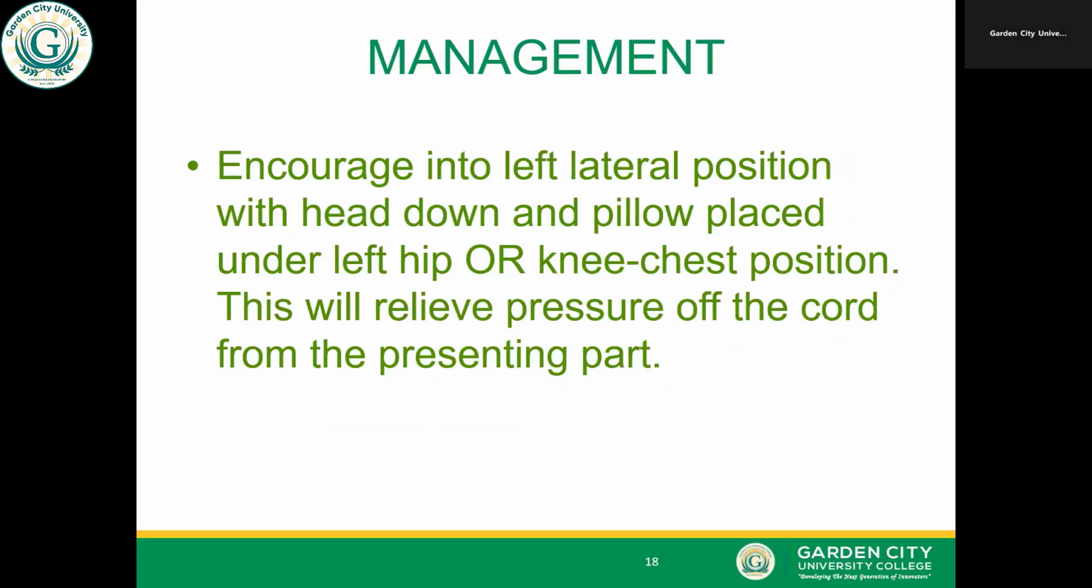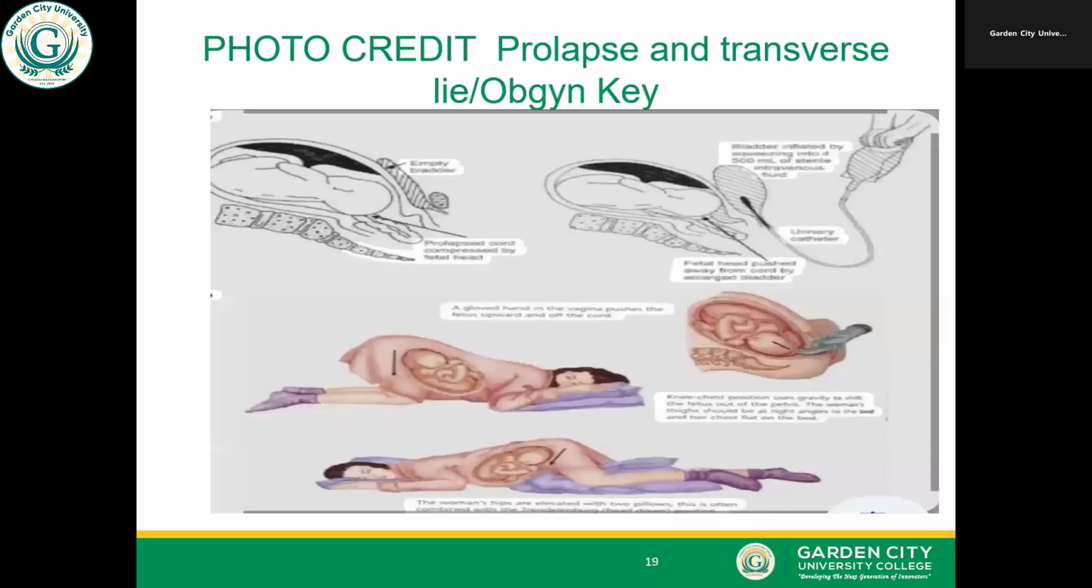You encourage left lateral positions whilst you are transferring the woman, or even in your facility as you are managing. You ensure that the woman lies on her left lateral with the head down, a pillow placed under the left hip, or the knee-chest position. This will relieve pressure off the cord from the presenting part. So the whole idea is to relieve pressure from the cord, making sure that the presenting part does not occlude the cord and then cut off blood supply to the baby.